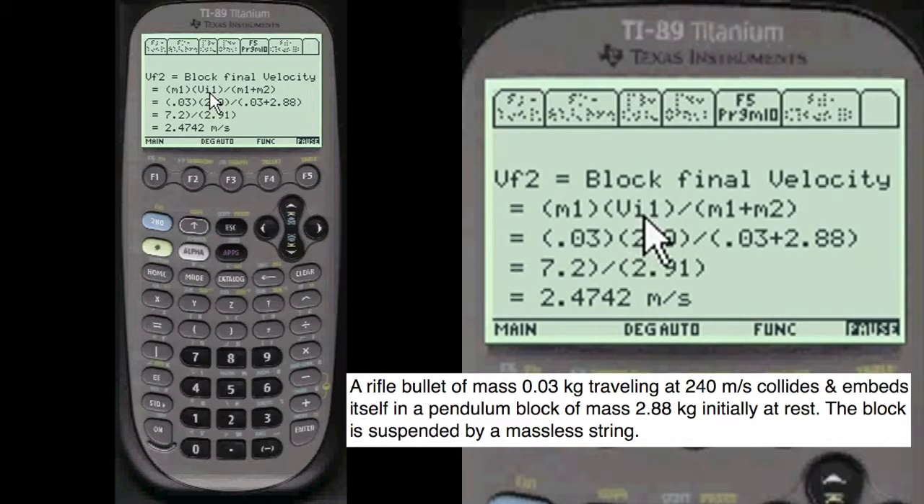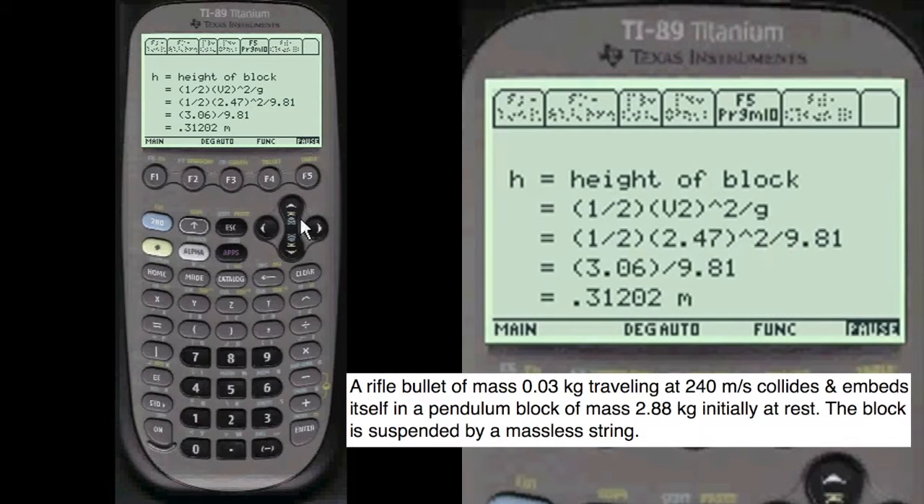So I use initial velocity, and of course the 1 is the bullet. And then here's mass 1, which is the bullet, and here's mass 2, which is the block. So those calculations work out to 2.47 meters per second for the velocity of the block with the bullet. And the height is 0.31202 meters. And here's the formula for that. And here's the velocity of the block and bullet, which we square and come up with these calculations.